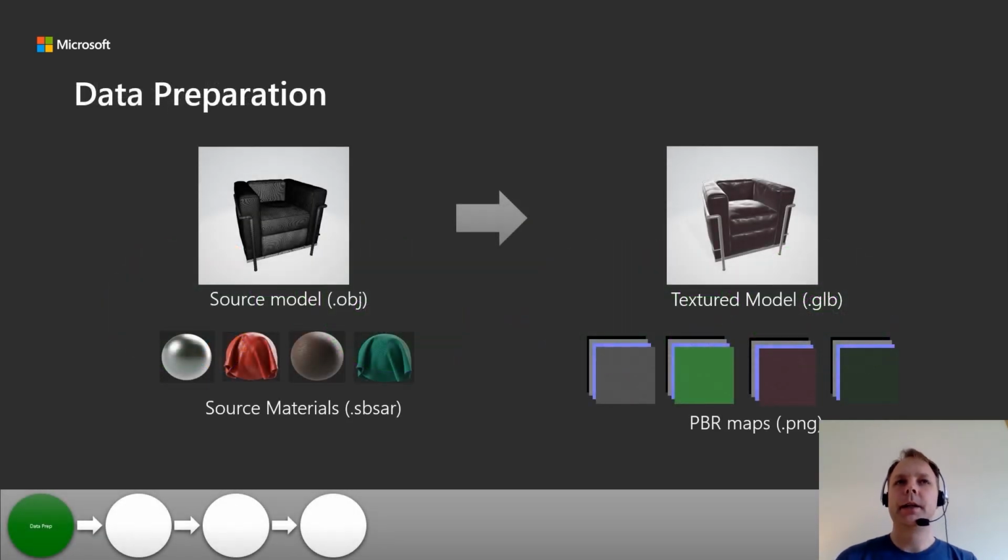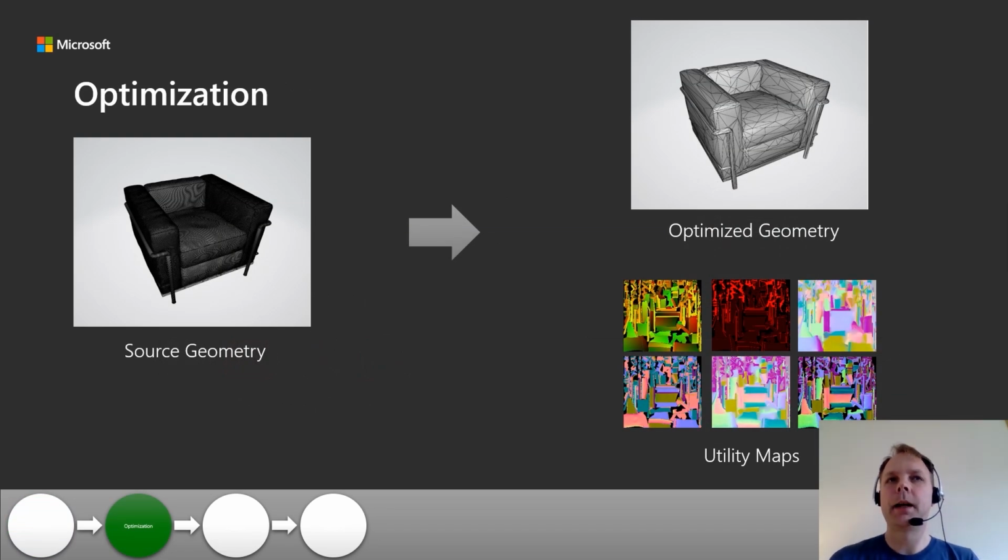So the data prep is pretty much just taking the source model, in this case an OBJ file, and taking the source materials that are Substance archives. And what we do is we render out the maps for these Substance archives. So we get PBR maps: the base color, normal, roughness, metalness type of maps. And we create a textured GLB file here. So this one goes into Simplygon for optimization, whereas these maps we're going to use in order to create textures for it.